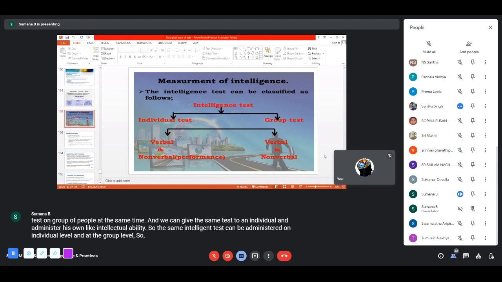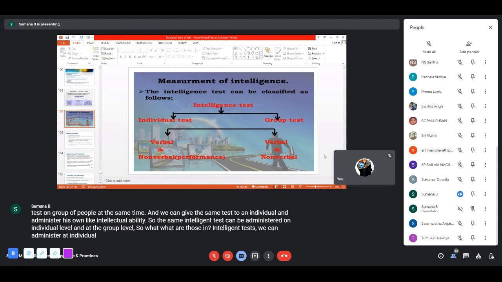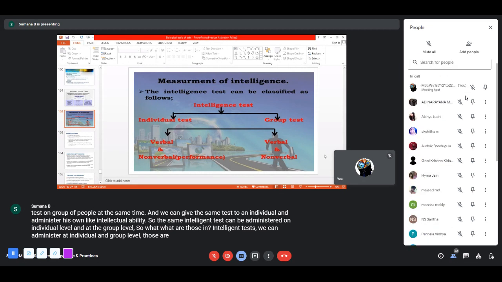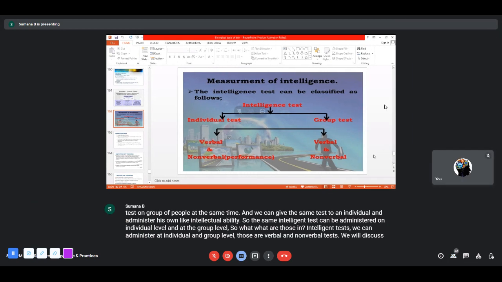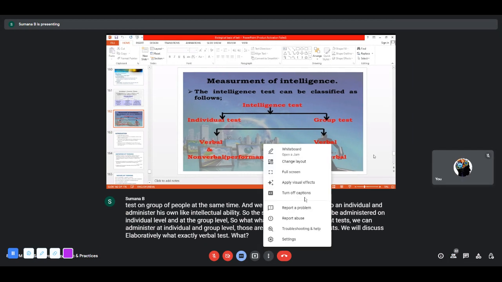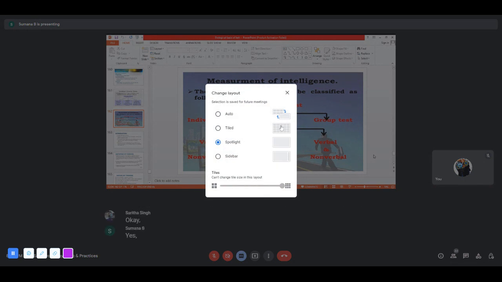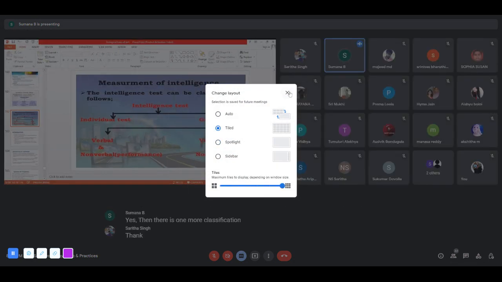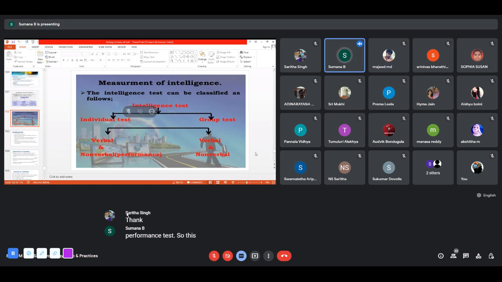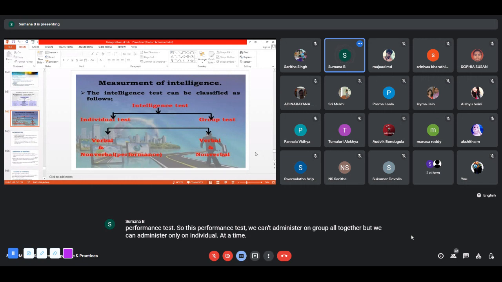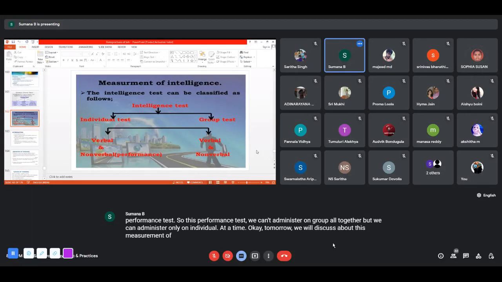So what are those intelligence tests we can administer at the individual and group level? Those are verbal and non-verbal tests. We will discuss elaborately what exactly a verbal test is and what exactly a non-verbal test is. There is one more classification known as the performance test. This performance test we can't administer on a group altogether, only on an individual at a time. Tomorrow we will discuss this measurement of intelligence.